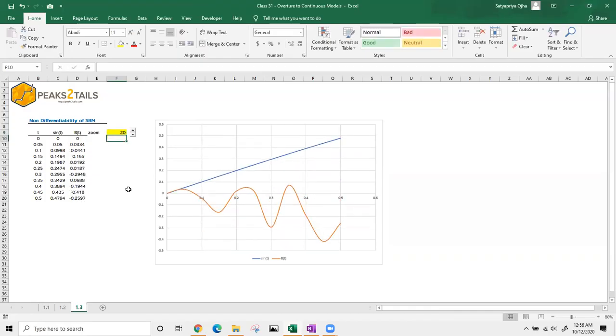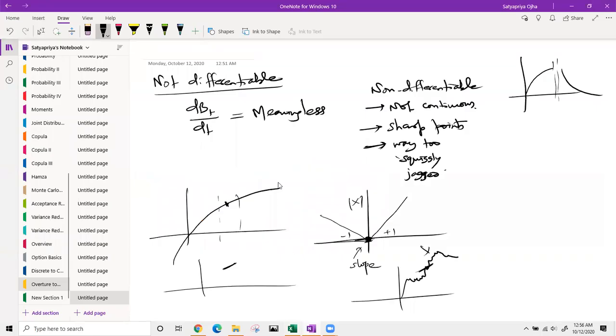Okay, any questions on this? Probably this is the biggest surprise, or unique feature, about Brownian motion. Non-differentiable: continuous everywhere, differentiable nowhere. Remember this. Continuous everywhere, differentiable nowhere.